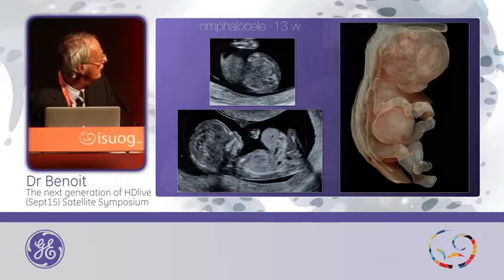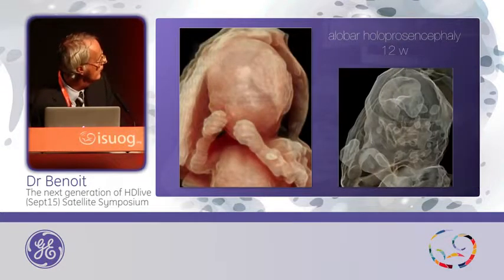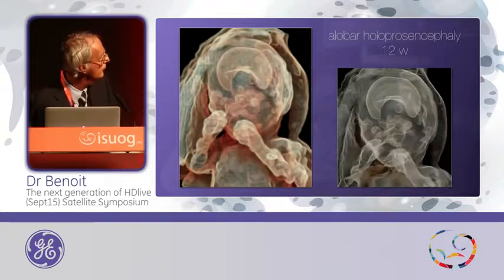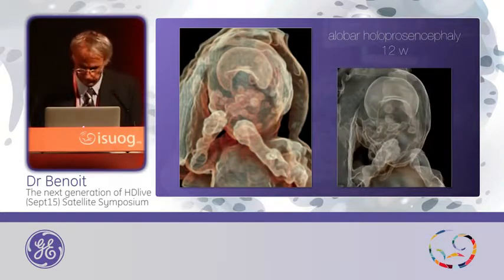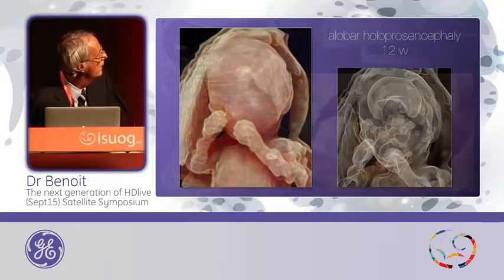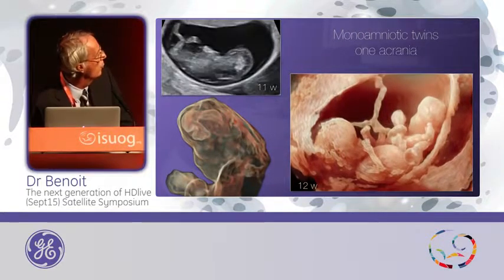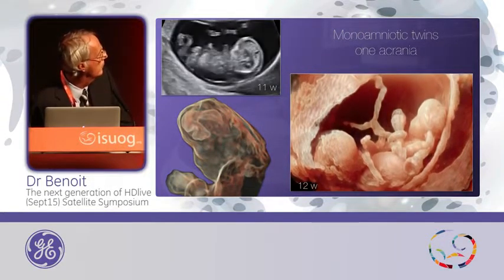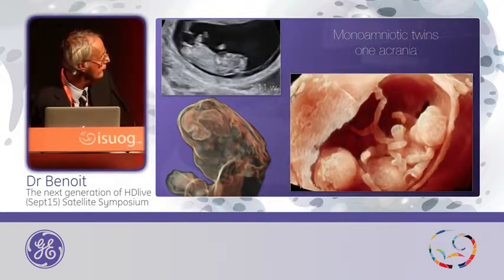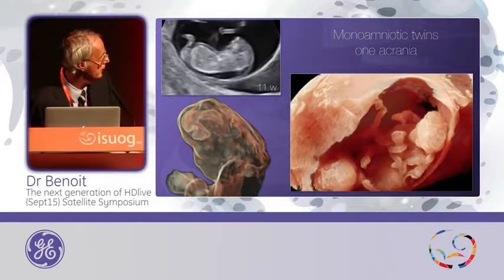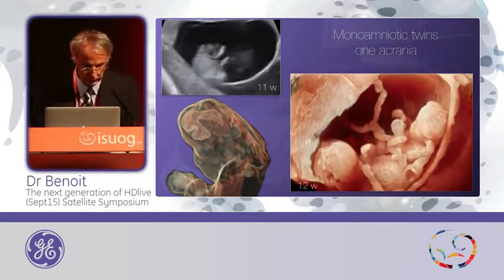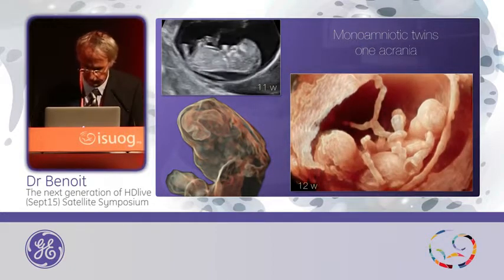Holoprosencephaly at 12 weeks of pregnancy. You can demonstrate with this, without cutting, with a magic cut, this single frontal ventricle. And this one was monoamniotic twins, one with acrania. The 2D picture was at 11 weeks and the 3D picture was at 12 weeks, with a tangled umbilical cord. And with the silhouette, you can see the abnormal shape of the ventricle inside this brain.